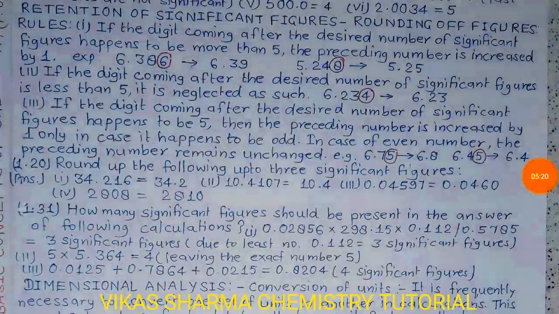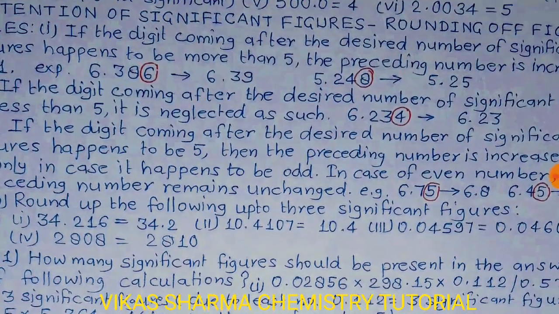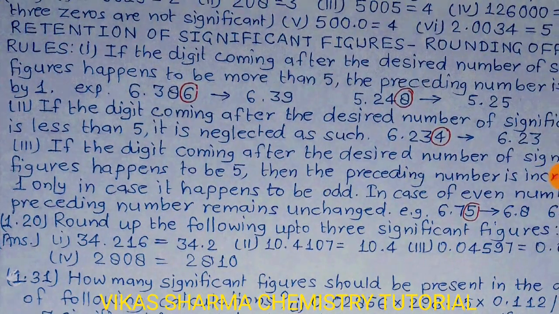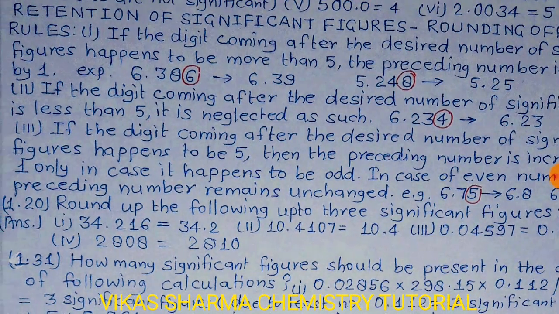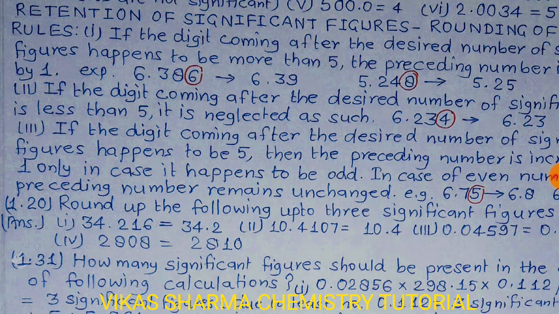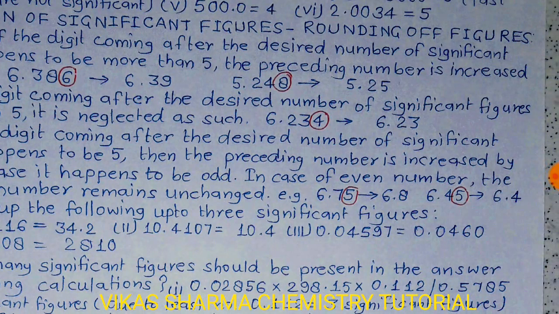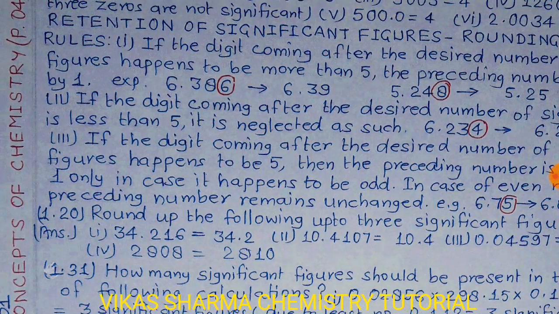Student, the next topic is retention of significant figures, or rules for rounding off figures. First rule: if the digit coming after the desired number of significant figures happens to be more than 5, the preceding number is increased by 1. Example 6.38. So the 8 is increased, so the round off is 6.39. Another, 5.248, 8 is greater than 5, so it is 5.25.